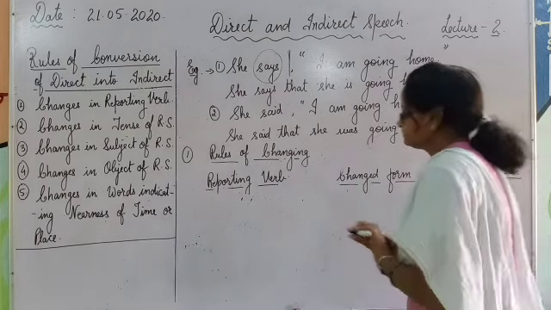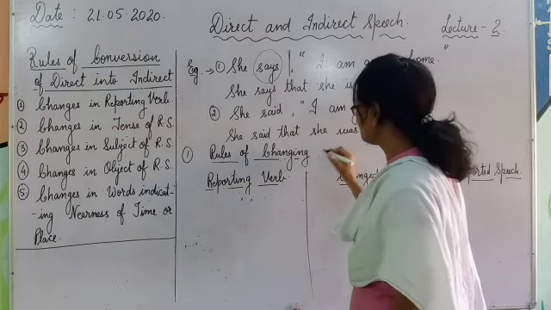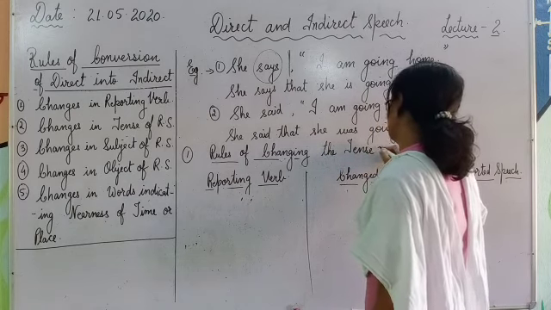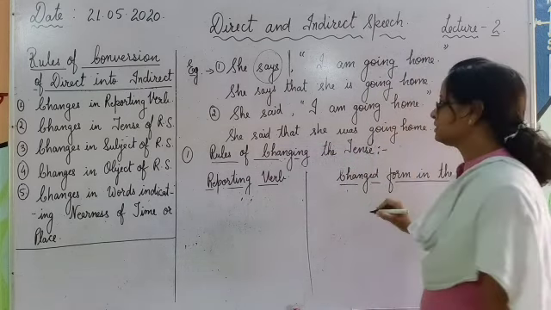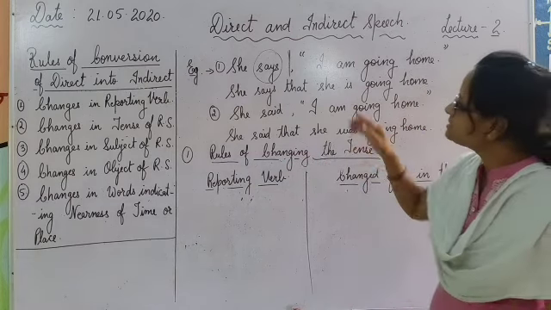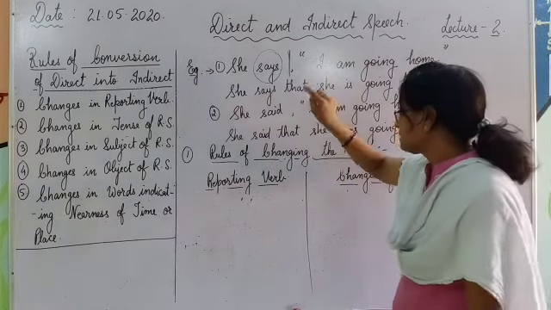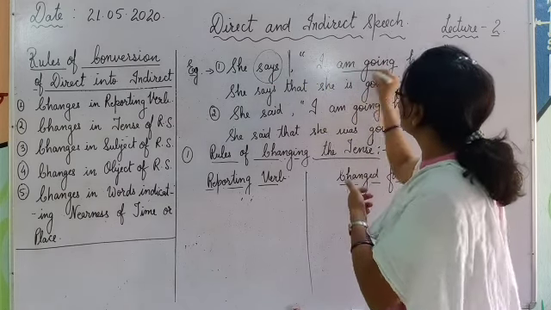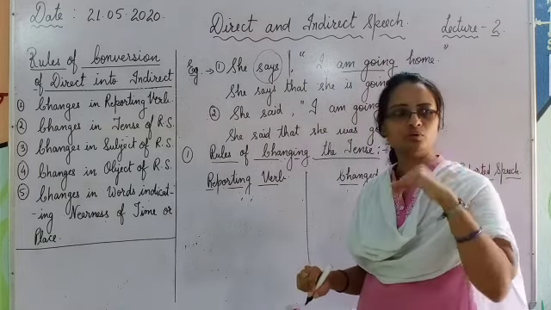Look over here. Rules of changing the tense. Now, before going further, just observe this sentence again. Here she says, "I am going home." Look at the verb. Am is the helping verb and going is the main verb.